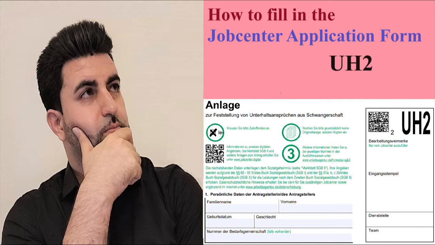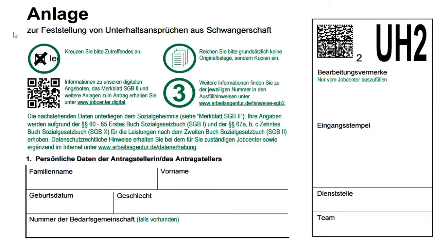Today I would like to explain for you how you can fill in the attachment UH2 of the main application form of Jobcenter. UH2 is the abbreviation for Unterhalt 2, which in English means maintenance or living expenses 2. It is called 2 because it is the second attachment of the main application form of Jobcenter about the maintenance.